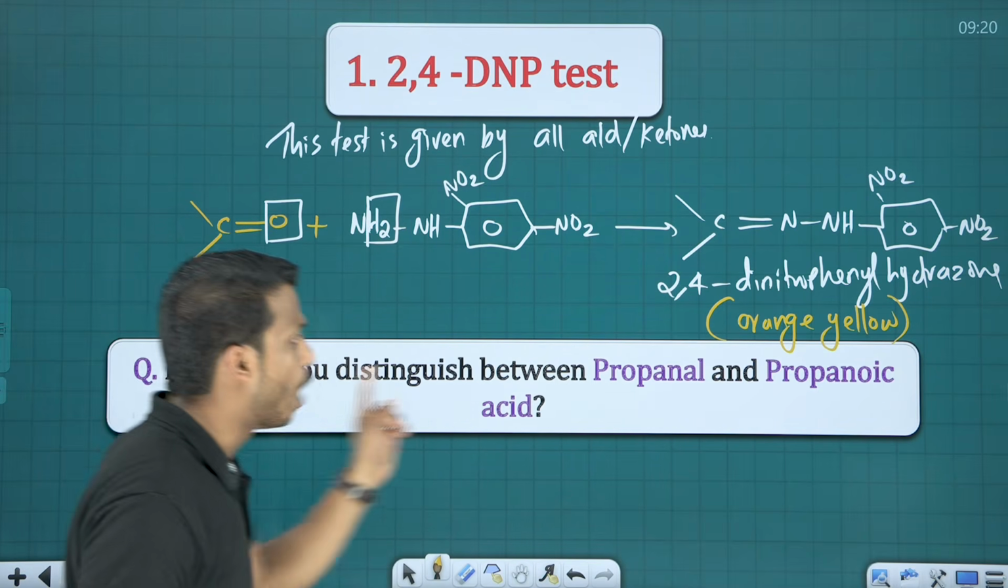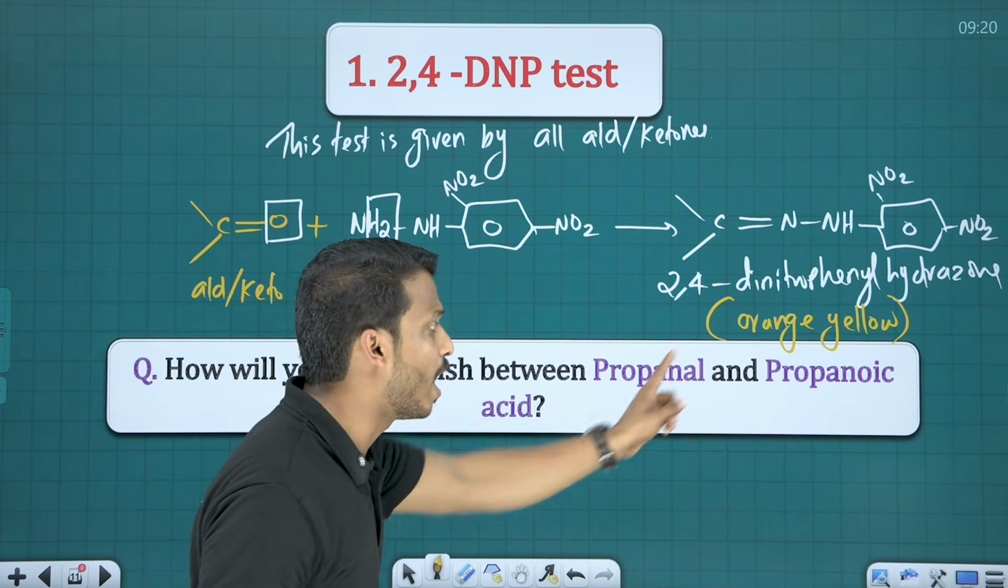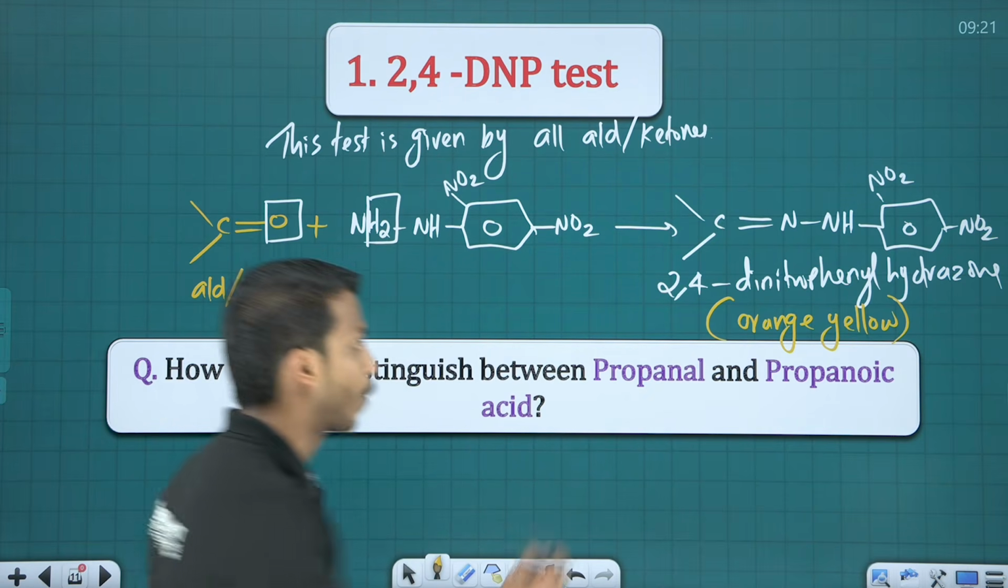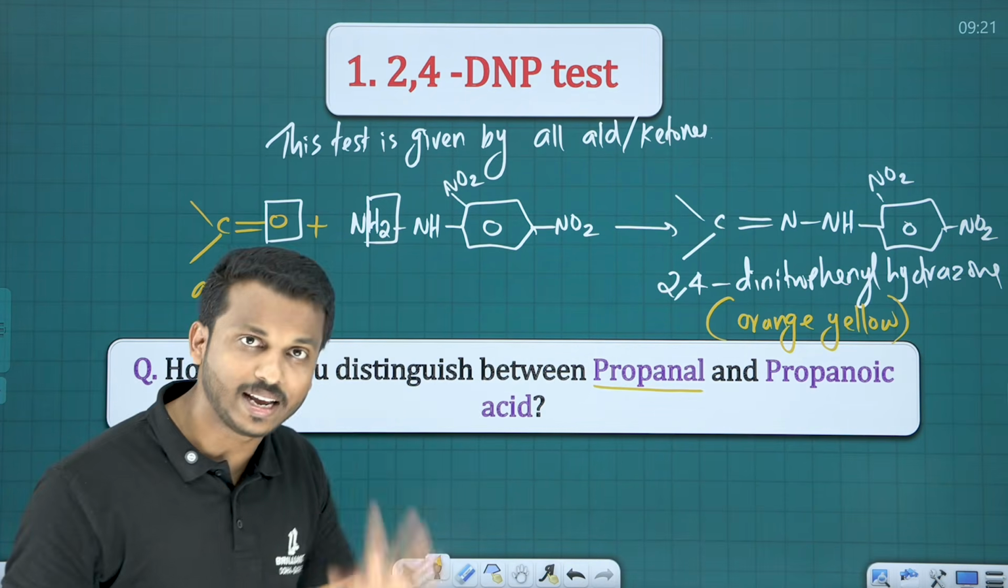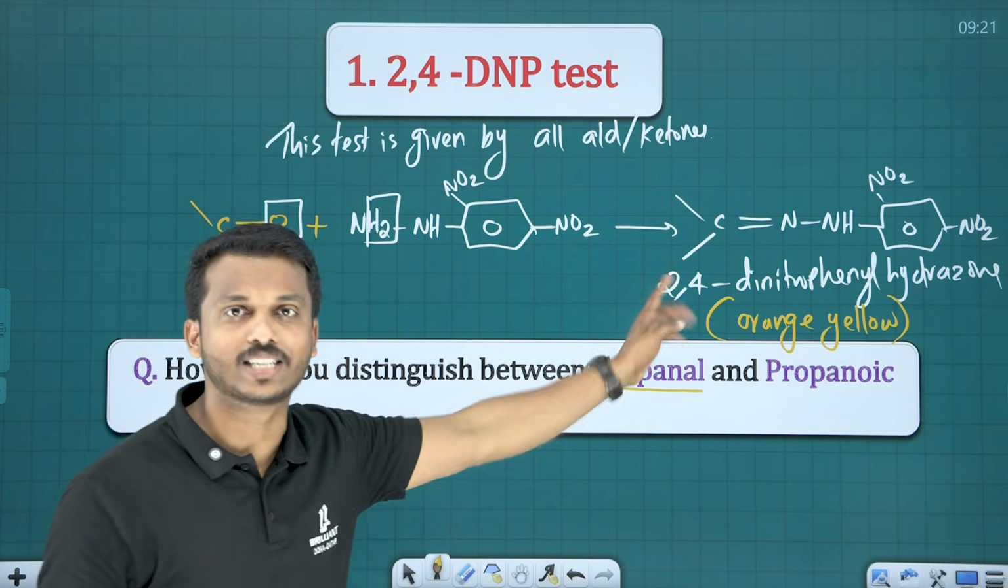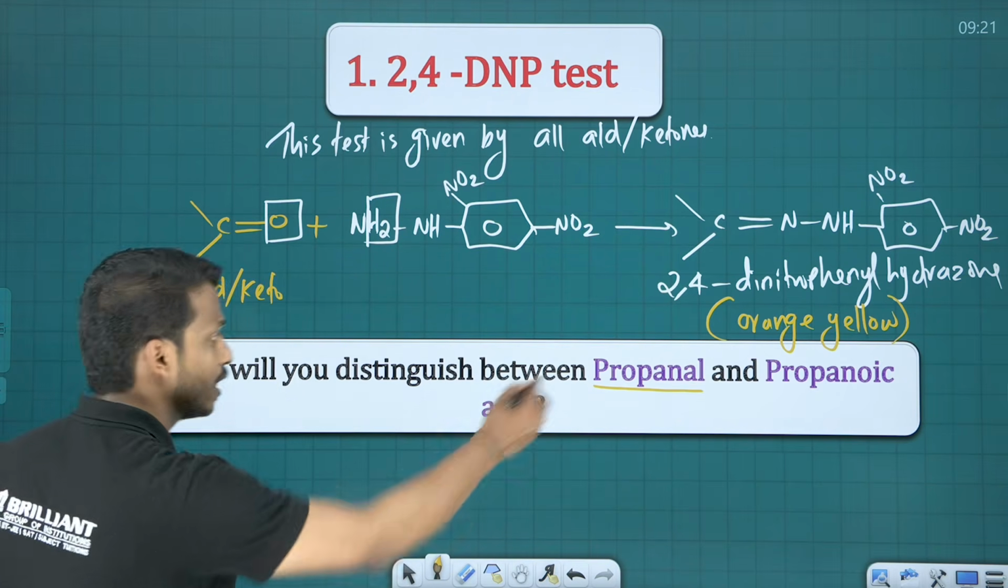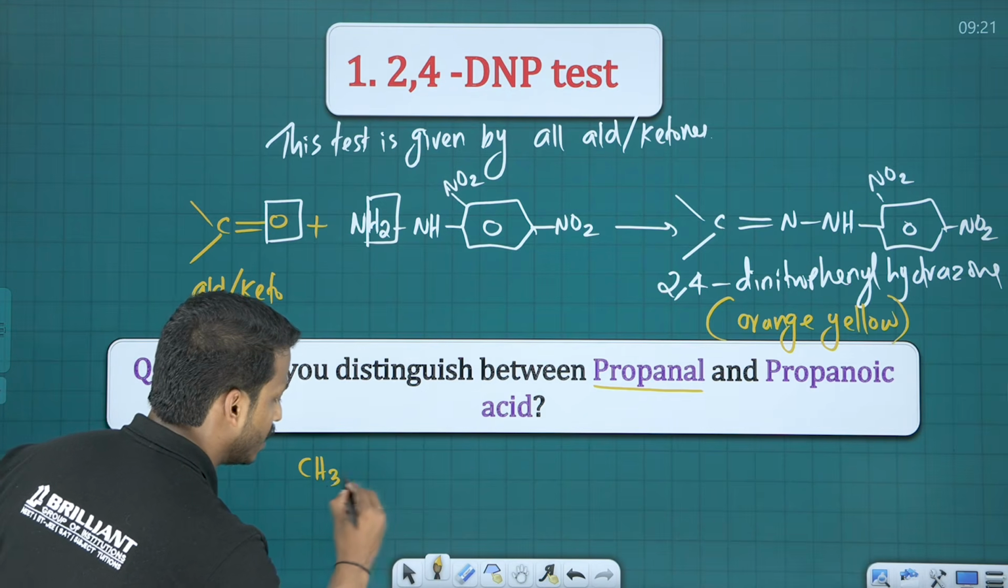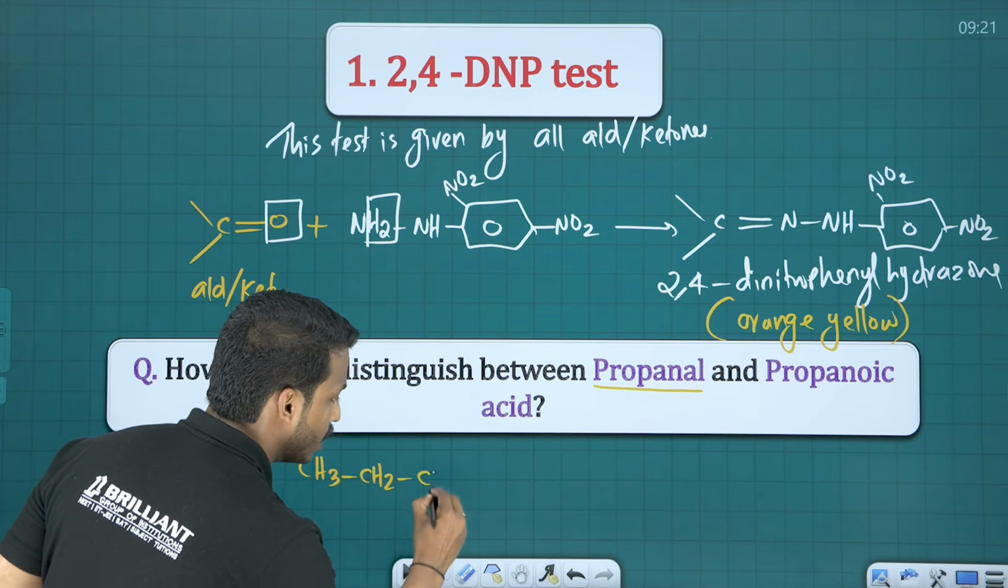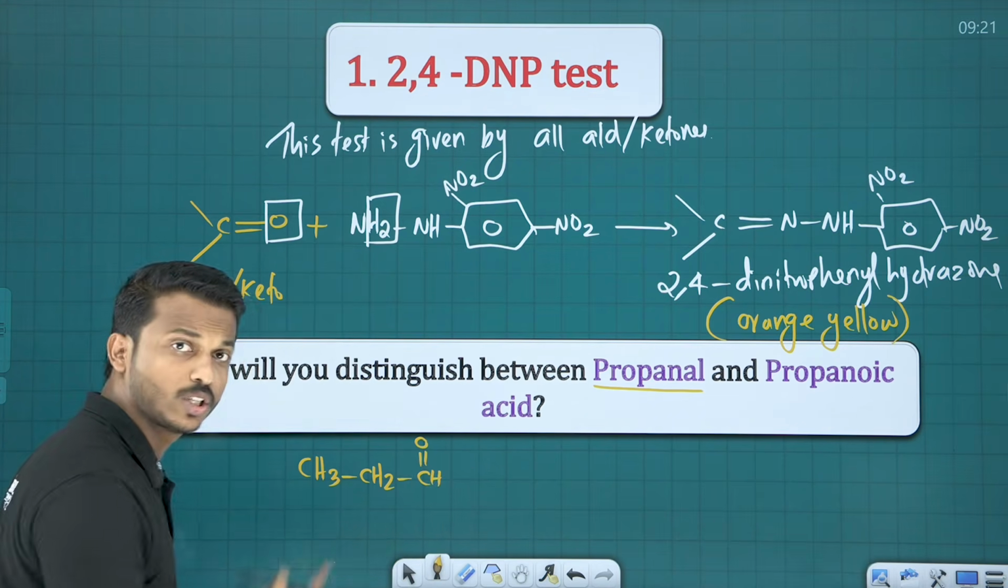For example, how will you distinguish between propanal and propanoic acid? Propanal is an aldehyde, right? Yes, aldehyde gives this test, whereas acid does not. Let me write the structure of propanal. What is propanal? CH3, CH2, CH double bond O. Yes or no? This is propanal.